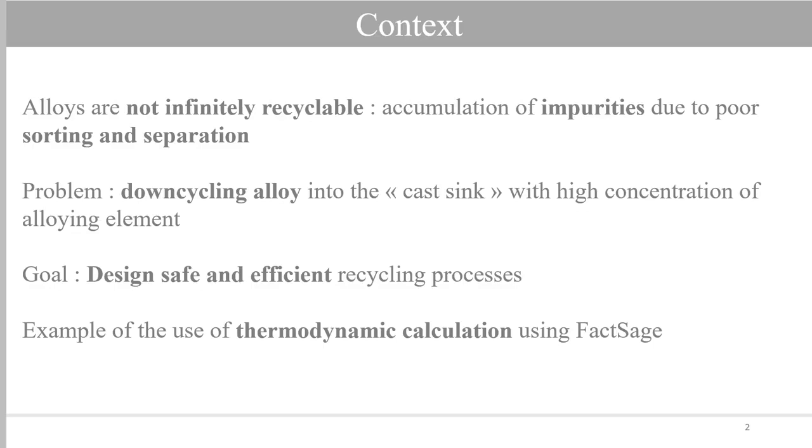of recycling. Generally, alloys go to the cast sink, which simply means they're mainly recycled as cast alloys, even if they're originally wrought alloys, because the tolerance for concentration of alloying element is higher. This is a problem because the supply for the alloy through the recycling route may not match the demand on the market. So it is important to design safe and efficient recycling processes in order to ensure closed loop recycling as much as possible. And I will show you how we can use FactSage and thermodynamic calculation to achieve the design of such processes.